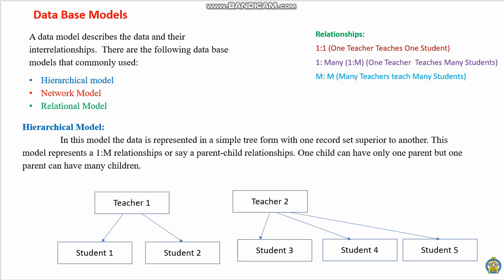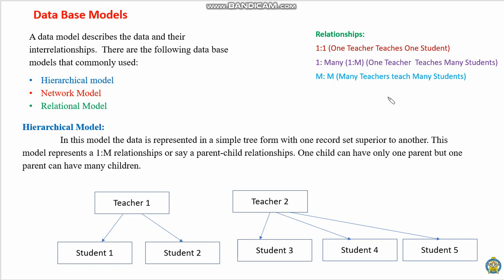This is the last part of the second unit, what is called database models. So here we are going to see what are the common database models. We know a data model describes data and their interrelationship. That means how the data are represented. There are three common data models used, called hierarchical data model, network data model, and relational data model.